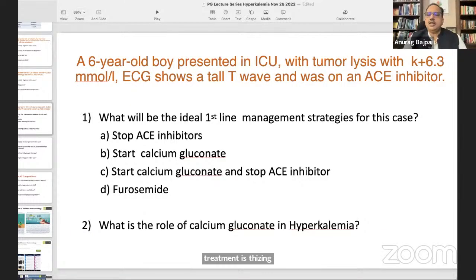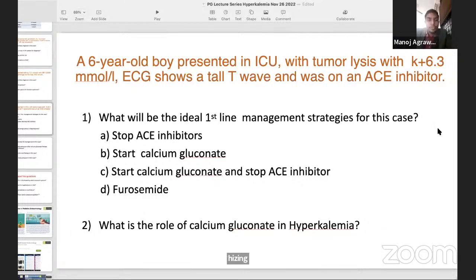Okay, so carry on to the next question. We do have another interesting case, which is a 6-year-old boy who presented in the ICU with tumor lysis, and his potassium is sky high, 6.3. The ECG shows a tall T wave, and the patient was on an ACE inhibitor. So what should be the ideal first-line management strategy in this case?